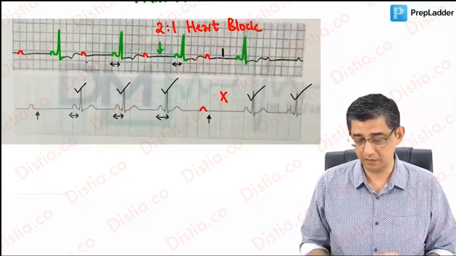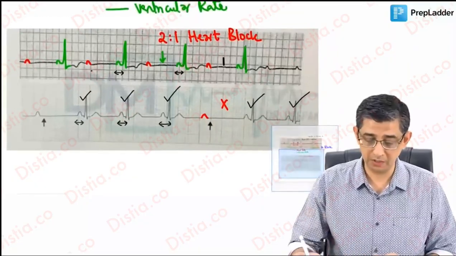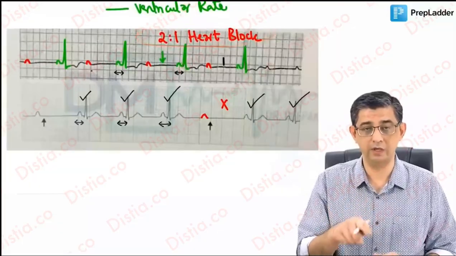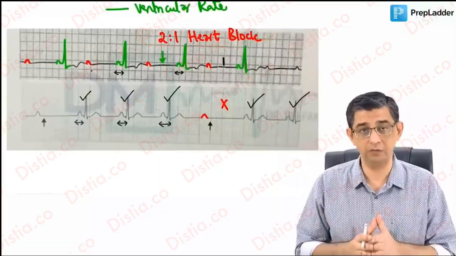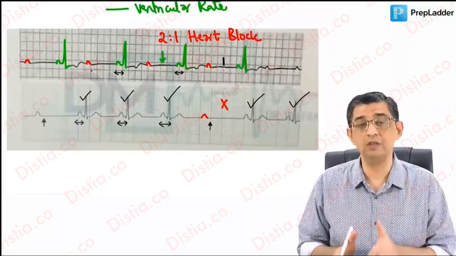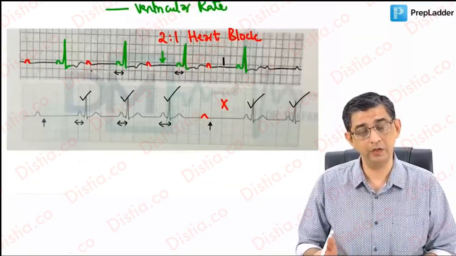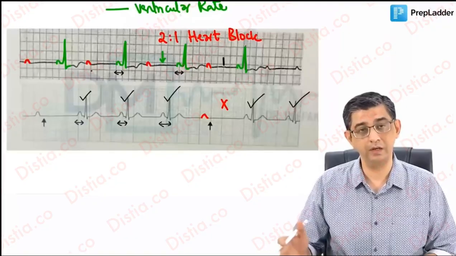So the words, the English words, in the first image that I'm currently marking, 2:1 heart block, are conducted, non-conducted, conducted, non-conducted, alternatively. Whereas inferiorly, you are noticing it is conducted, conducted, conducted. Then there's a drop. Conducted, conducted, conducted, and then there's a drop.